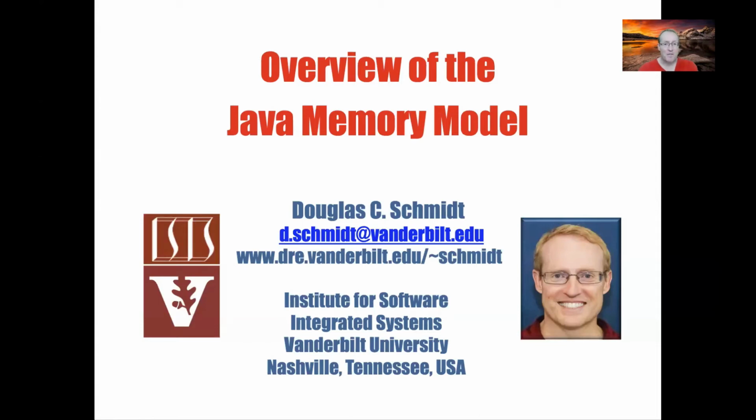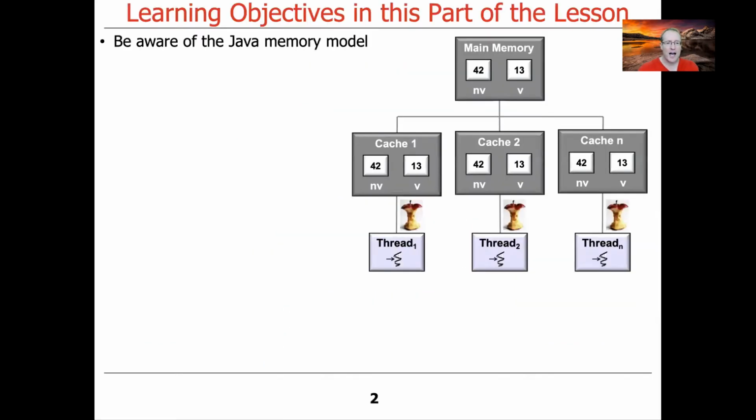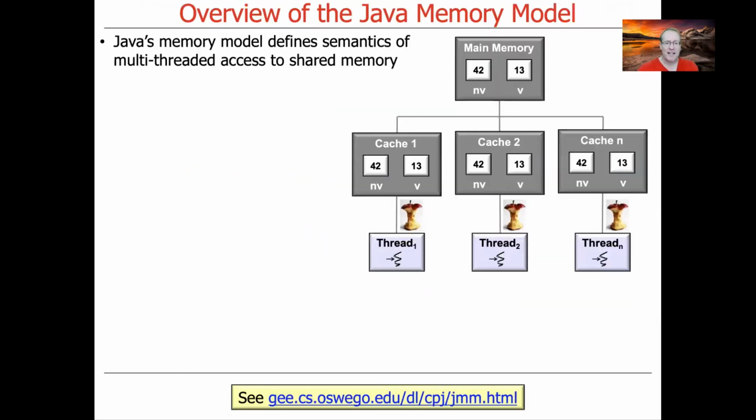So now that we finished the first round of coverage of Java threads, it's time to turn our attention to the other key part of Java concurrency, which are synchronizers. And in order to ease the transition from threading to synchronization, we're first going to take a brief tour through the Java memory model. So Java has something called a memory model.